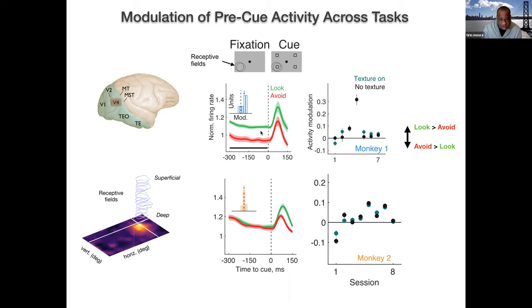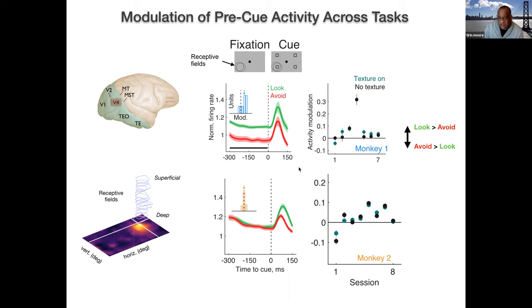And in this other example experiment, the activity was identical. This shows the same data across different experimental sessions in each of the two animals. And you note that in some sessions there were clear differences in the pre-cue firing rate among neurons between the two tasks. But in other sessions, it was absent.